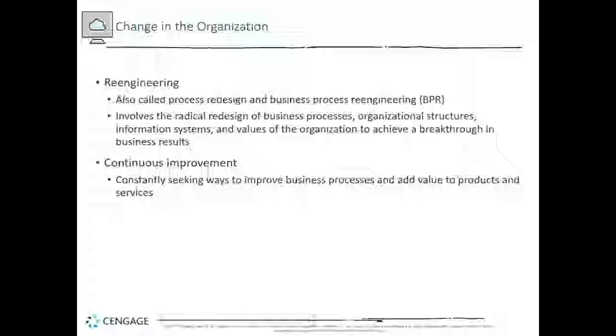Change in organization. Reengineering, also called process redesign or business process reengineering, BPR, involves a radical redesign of the business processes, organizational structures, information systems, and values of the organization to achieve breakthrough business results. Continuous improvement means constantly seeking ways to improve processes and the value of products and services.